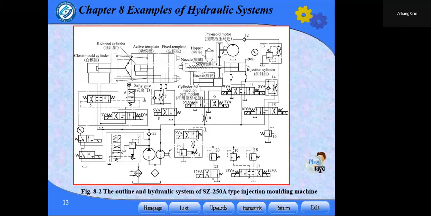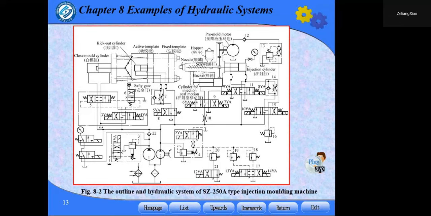Now we go to the holding pressure. A small quantity of oil is required in the process of holding pressure, so pump 1 is unloaded and the system oil is supplied by pump 2, and the rest of the oil is returned to the tank when the valve works. Holding pressure is set by remote pressure regulating valve 19.